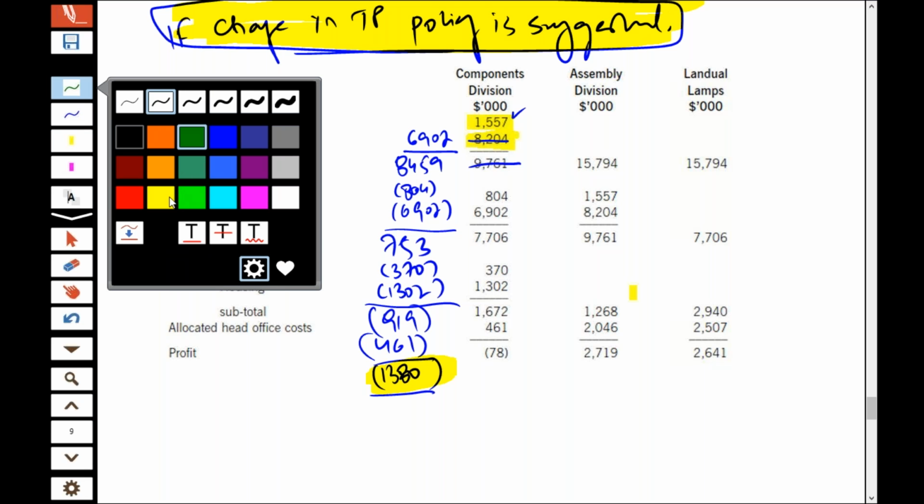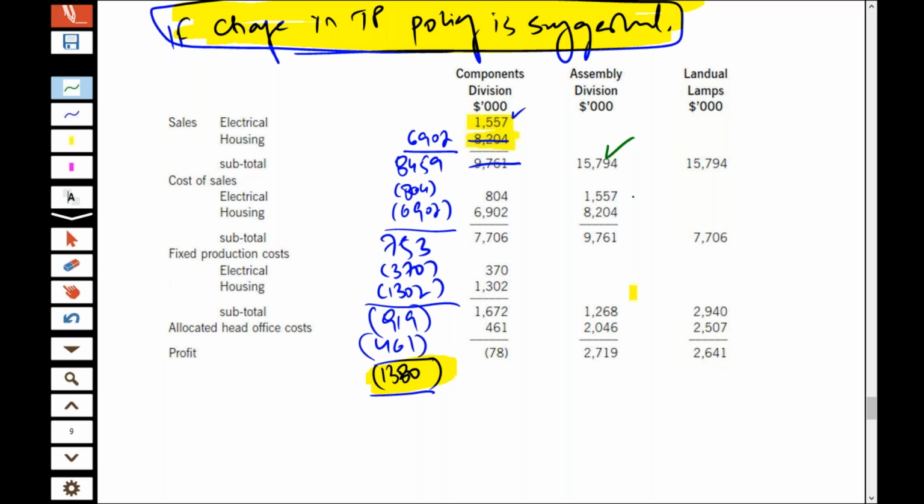Now let's move a bit forward and discuss further. The next thing is this is going to remain the same. This would become 6902. So hence 15794 less 1557 less 6902 gives 7335. You deduct this 1268 here, you deduct 2046 here, and there's going to be 4021.